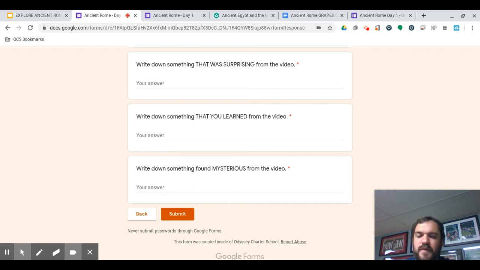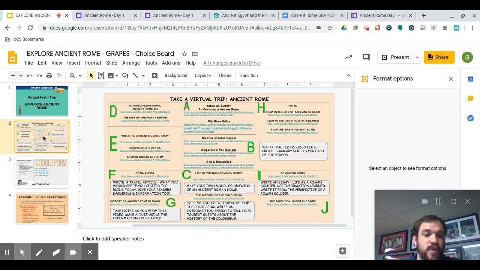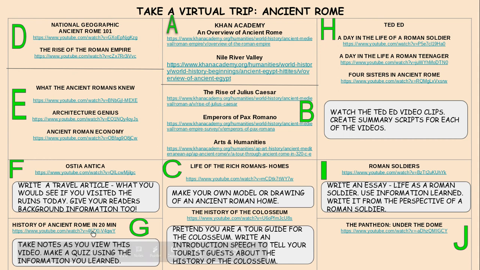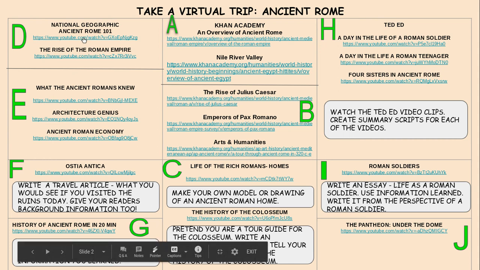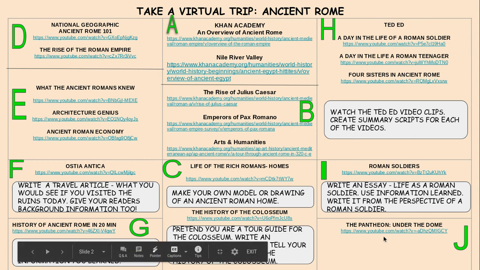All right, so fill that out, and then you hit submit. And then you're done day 1. Okay. Now, you are going to open up this choice board for day 2. But like I said, you are going to have the opportunity to choose where you want to go. Okay, do you want to look at D, E, F, G, I, or J? Okay, you make the choice.